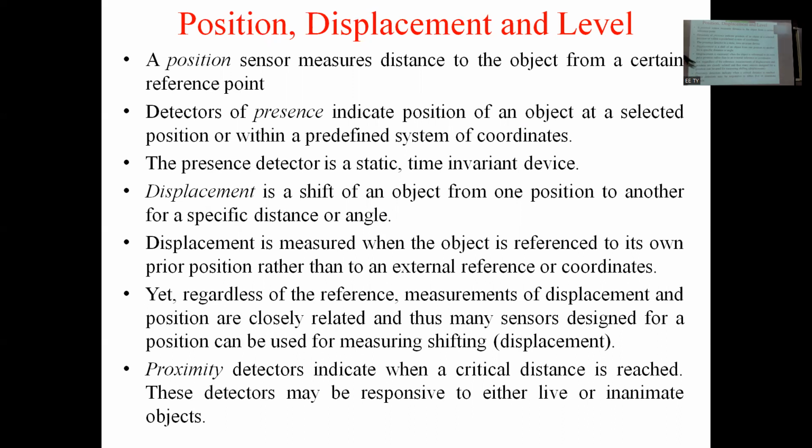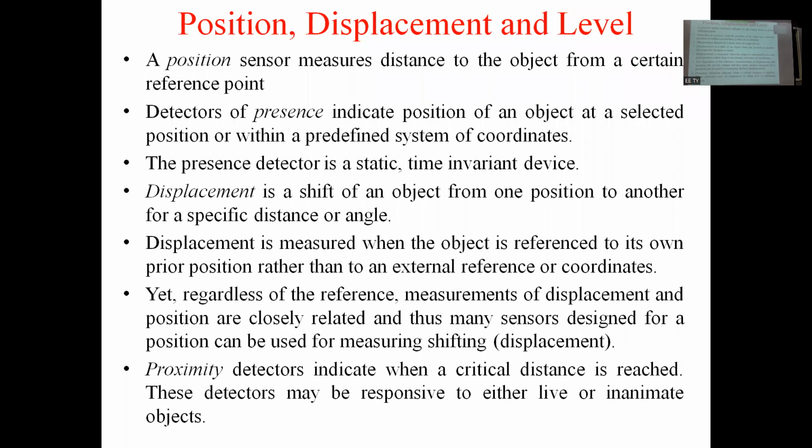So see, the position sensor measures the distance to the object from a certain reference point, or from a provided reference point. And the displacement type of sensor will detect the shift of the object from its previous position, or it may be a selected position, or within that predetermined system coordinates. Okay, what its clear position was, if it has displaced from that position, it will be detected by the displacement type of sensor, right? Displacement type of sensor.